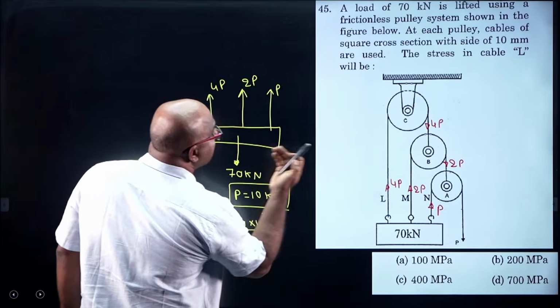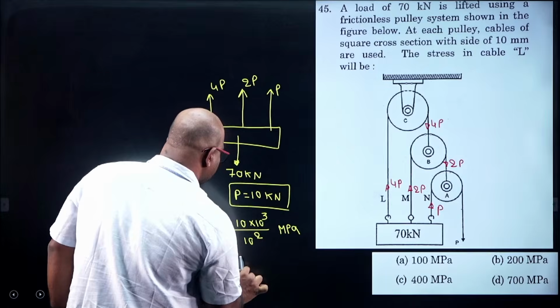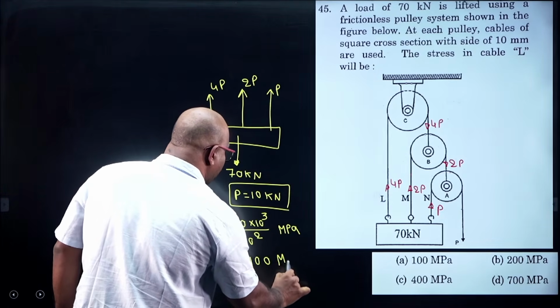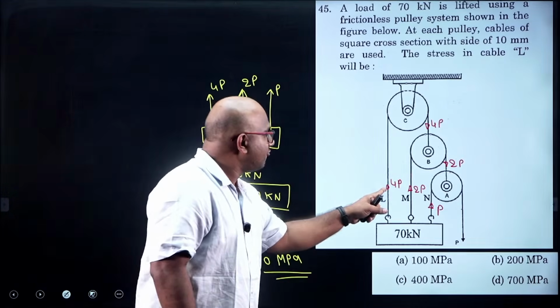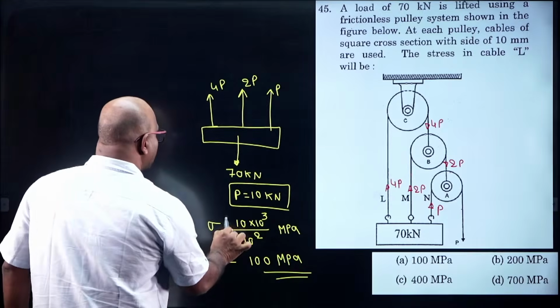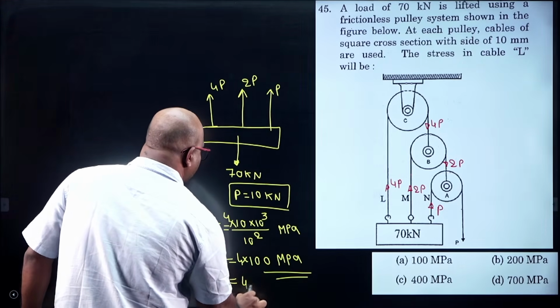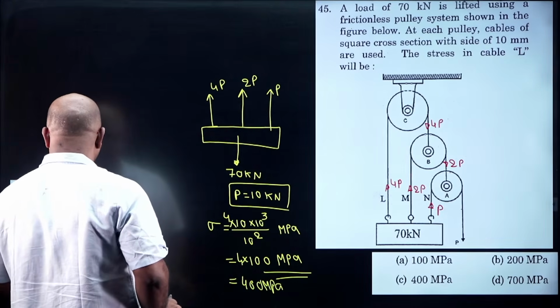10 square megapascal, guys, I am going to get. So the answer is coming how much, guys, here? Yes, 100 megapascal is absolutely the wrong answer. Why is it absolutely wrong, guys? Because the force acting is 4P here, so it should be multiplied by 4. It is 400 megapascals. The right answer here is option C, guys.